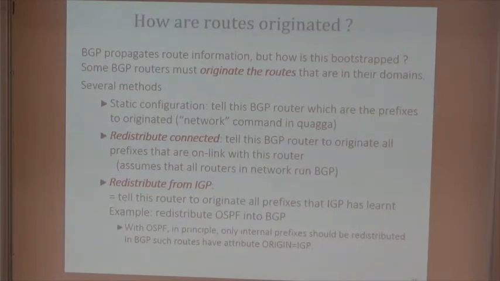Perhaps this is what was done in case 1 we saw before, where both routers R3 and R4 were advertising in BGP all the prefixes that exist in their domain. This is the behavior you obtain if you use this method.